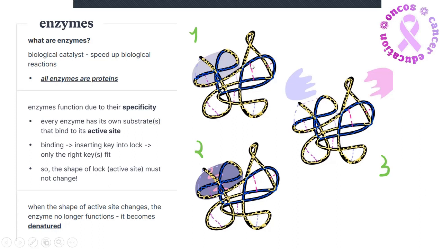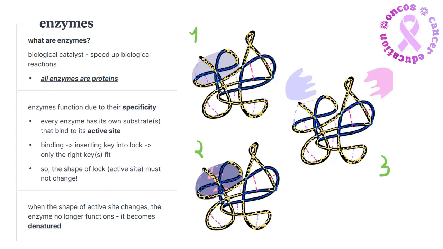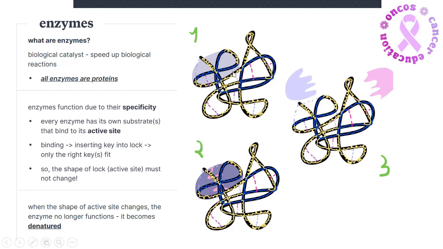So these bonds can change due to really high temperature, really low temperature, or high pH, or the amino acid sequence gets reordered and it becomes an entirely new sequence. Then these bonds will not be the same. Therefore, this active site cannot form. Therefore, the enzyme cannot function. It cannot do its usual job. When the shape of the active site changes and the enzyme no longer functions, we say the enzyme has denatured.